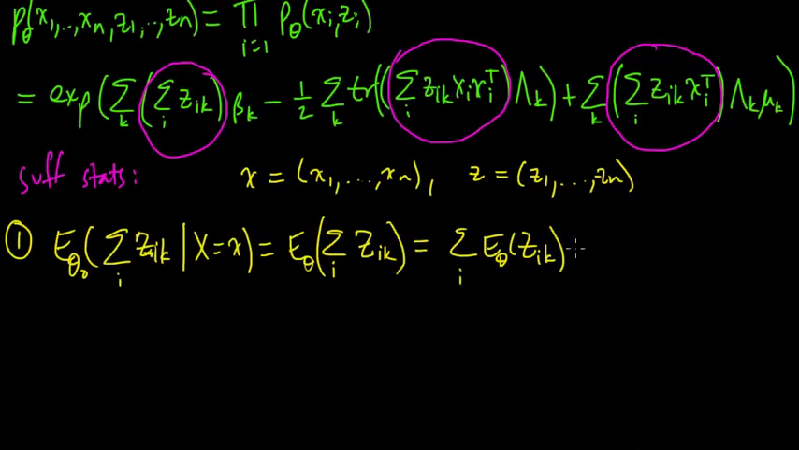So let's use that. This equals the sum over i of alpha k. And obviously this doesn't depend on i, and i is going from 1 to n, so this is n times alpha k. All right, fair enough. That was nice and easy. Now let's think about this side.